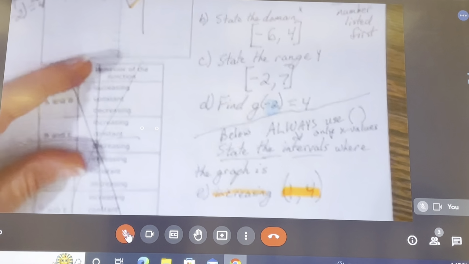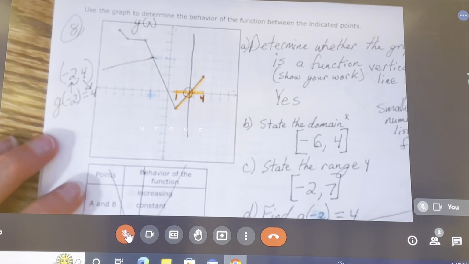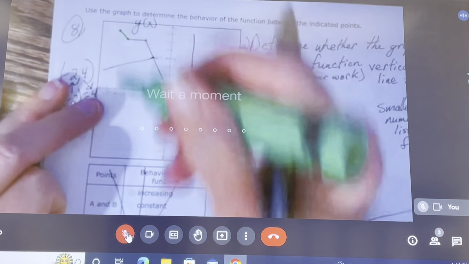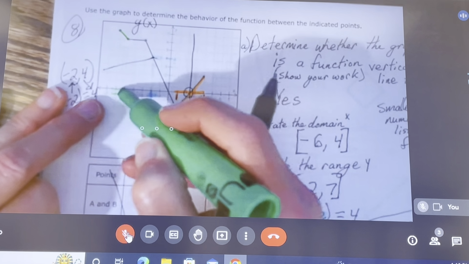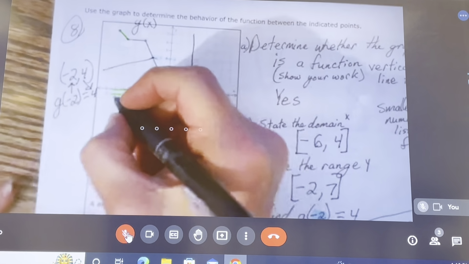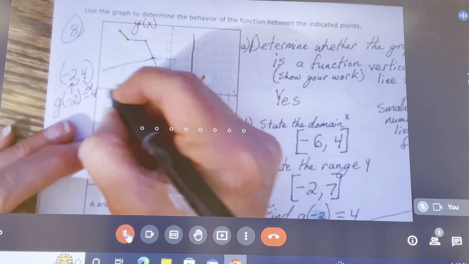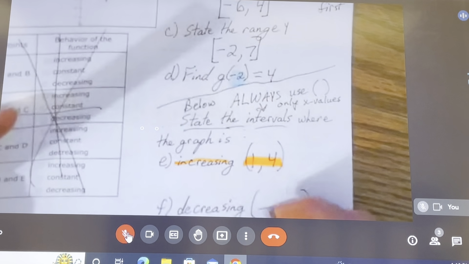So now we want to know decreasing. Where is it going downhill? Well, it's going downhill in a couple of different places. It's going downhill over here when my x is from -6 to -5. So when I'm over here on my graph between -6 and -5, any value over here, I'm going downhill. So from -6 to -5, this is going down.